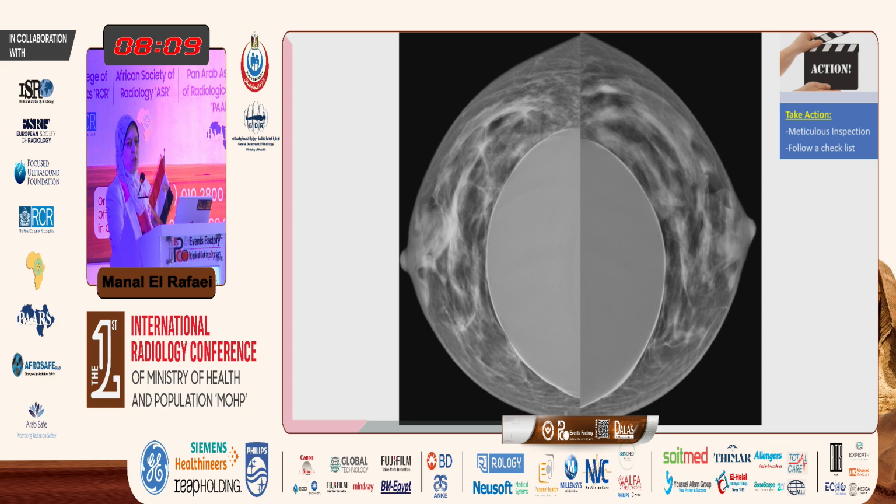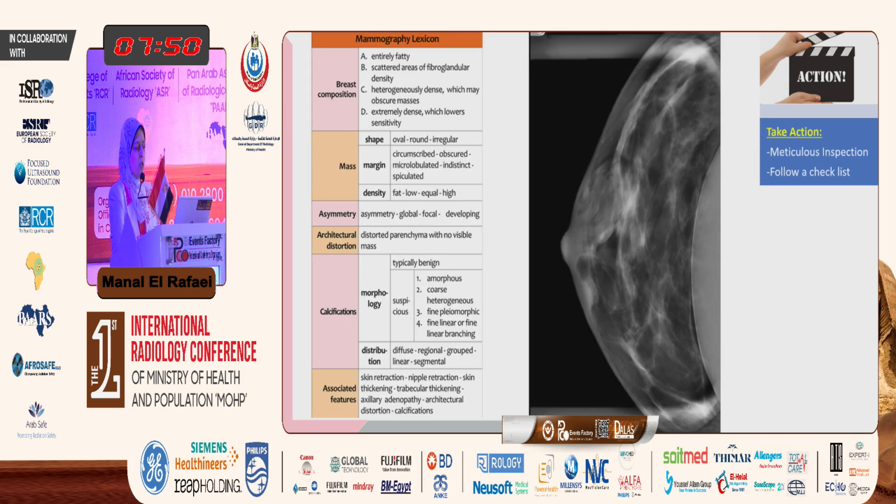So in this patient, one can be distracted by the presence of the implant and the glandular element. If you take a general view, you can say, oh, we just need an additional ultrasound to make more characterization. But by doing meticulous inspection and following the checklist, we can find this lesion. Okay? So the checklist we will pick from the lexicon, which we'll discuss later.